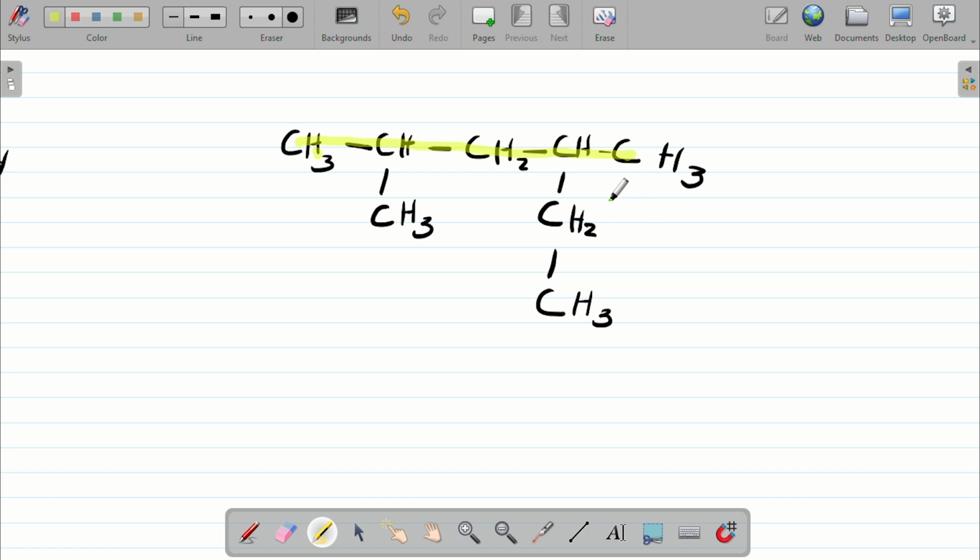Our initial carbon chain. But then what happens if we decide not to go all the way straight there, but go 1, 2, 3, 4 and come down here? We have 1, 2, 3, 4, 5, 6 carbons. So now as you can see, the longest carbon chain is actually 6 carbon atoms, no longer 5 in this compound.